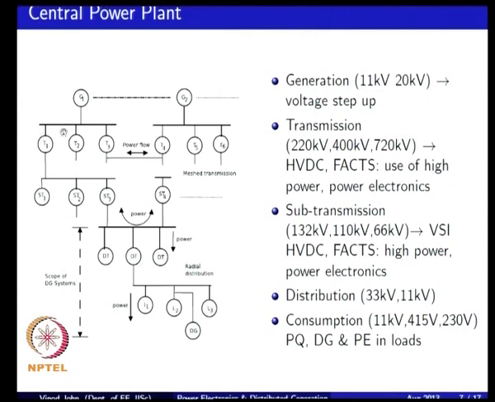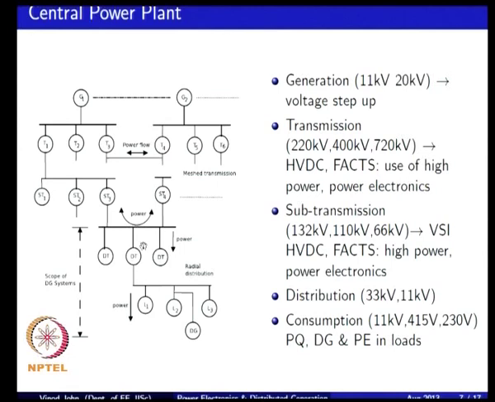If you look at the transmission systems, the voltages are quite high. You are talking about 400 kV, and when people talk about ultra high voltage, you are talking about 1200 kV, etc. And at this level, you have HVDC systems, FACTS systems, which use very high power electronics. The sub transmission system is at a slightly lower voltage, and even at this level, the role of power electronics would be in HVDC and FACTS at different voltage levels.